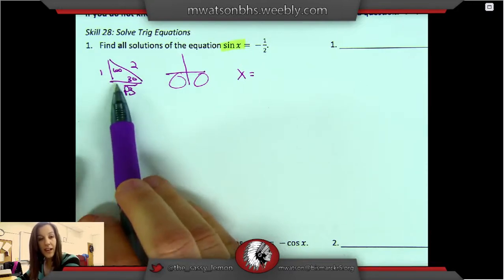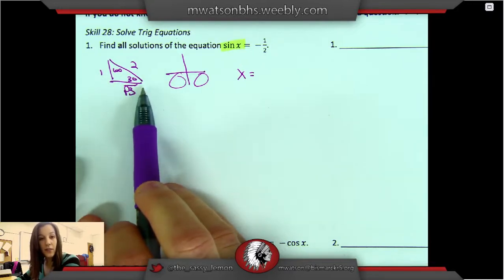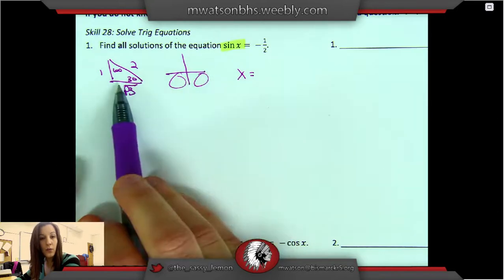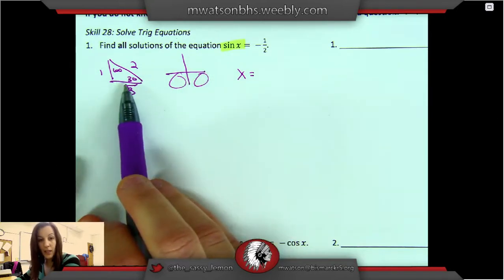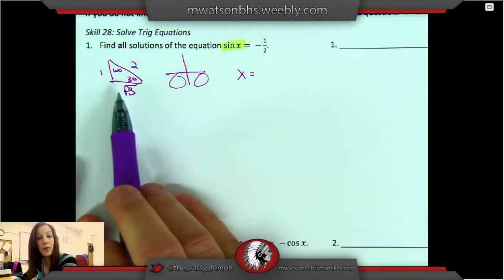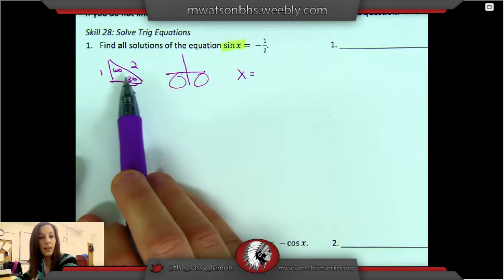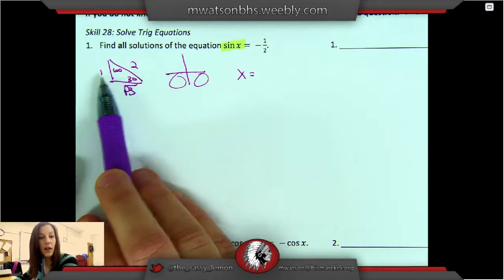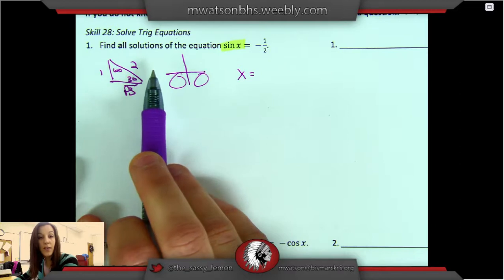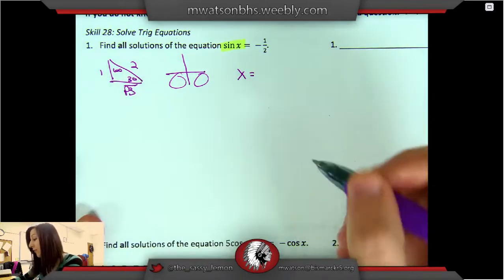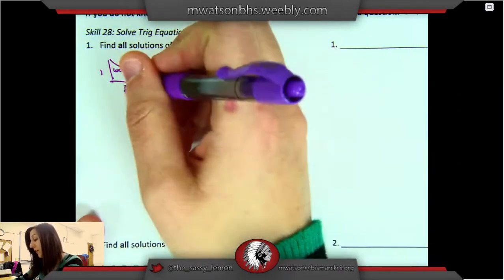So I sketch that out here, and then I ask myself, okay, sine of which of these angles will give me 1/2? I have to know that sine is opposite over hypotenuse, so I'm looking here and I look at 30, and the opposite over hypotenuse is 1/2. So I know that my reference angle is going to be 30 degrees.